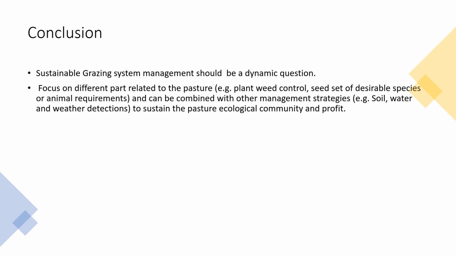We finally conclude that sustainable grazing management should be a dynamic question. It focuses on different parts related to the pasture, like plant weed control, seed set of desirable species, or animal requirements, and can be combined with other management strategies like soil, water, and weather condition detections to sustain the pasture ecological community and profits. Because of the time, we only picked some of the elements in the sustainable grazing system. So thank you.